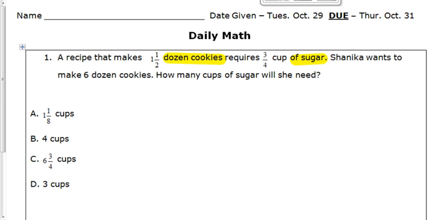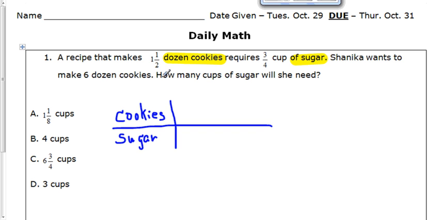So I'm going to set up a proportion. So what I have so far is cookies and sugar. The cookies are in dozens, so I have 1.5 dozen. Another way to write that would be 1.5 or 1.50. So 1.5 cookies and 3/4 cups of sugar. So another way to write that is 0.75.